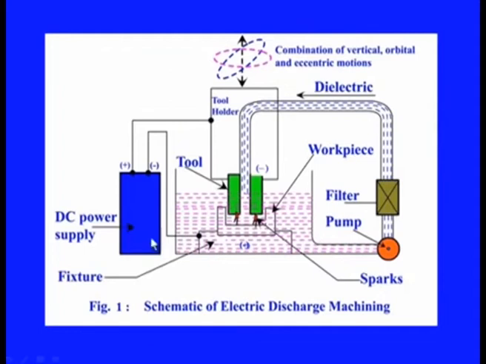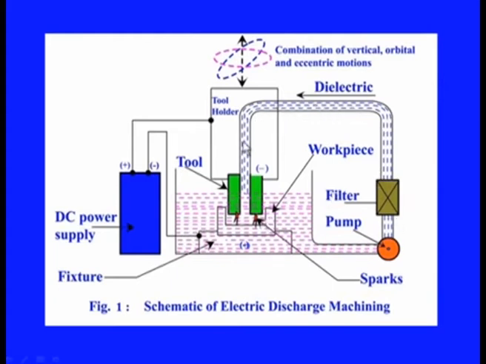The EDM process is explained in this schematic. This is a clear schematic on the screen. So, this is what I was talking about, the power supply, which provides the power to the workpiece as well as the tool. The tool will be generally connected to the negative end of this power supply, and the workpiece will be given the positive polarity, positive connection.